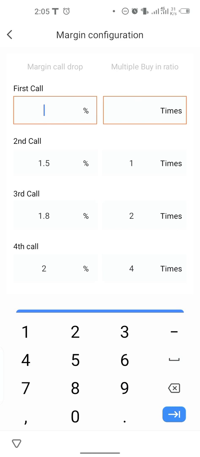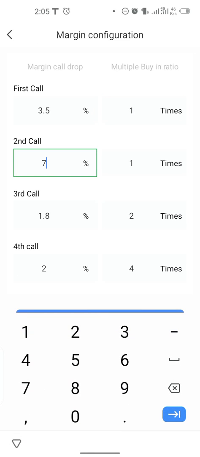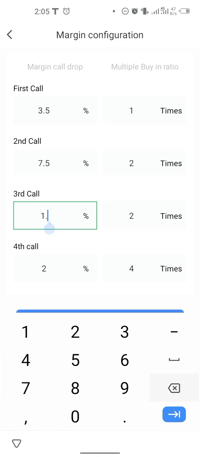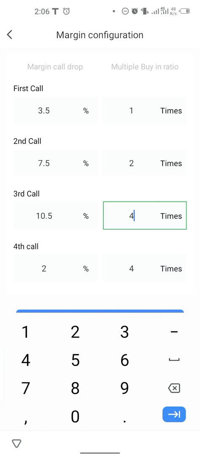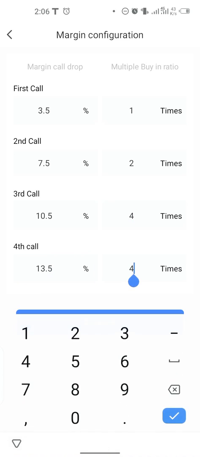All right. Now I say if the market falls by 3.5, my robot should buy 1 time. When the market falls by 7.5, my robot should buy 2 times. When the market falls by 10.5, my robot should buy 4 times. When the market falls by 13.5, my robot should buy 6 times.